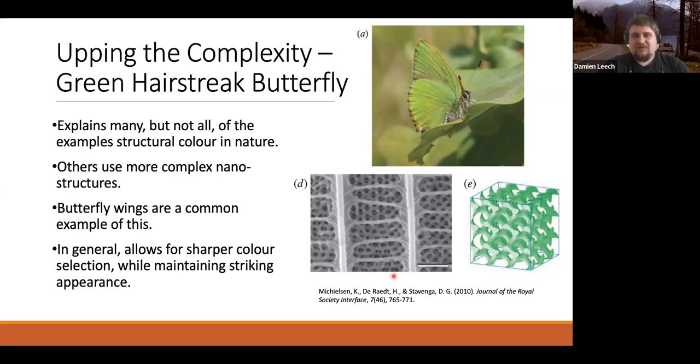fine structures. In the green hairstreak, it's actually a thing called a gyroid structure, which is a very common way of manipulating light for scientists. So they use this structure, and it produces this really sharp green. So no longer do they worry about it varying with angle or anything like that. They're really just wanting to get this really nice sharp green color, and it's really quite striking.